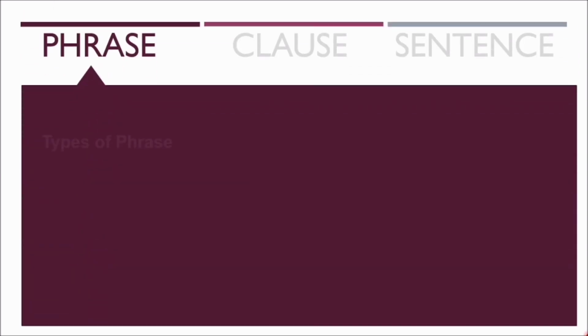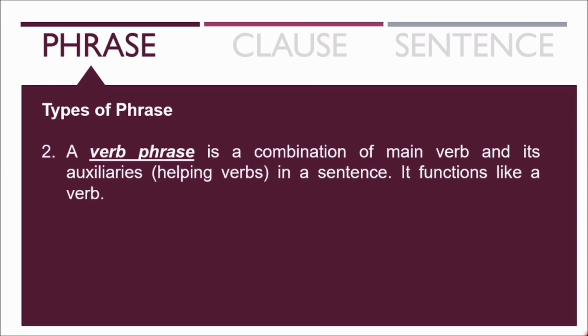Now let's go to our verb phrase. A verb phrase is a combination of main verb and its auxiliaries or helping verb in a sentence. Of course, it functions like a verb in the sentence. For example, he is eating an apple. Is eating is our verb phrase. The word eating is our main verb, and the word is of course our helping verb.